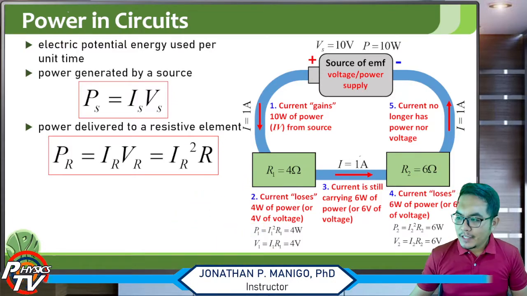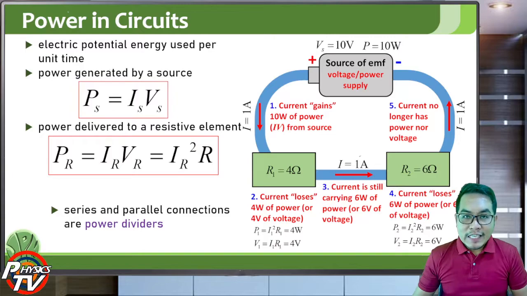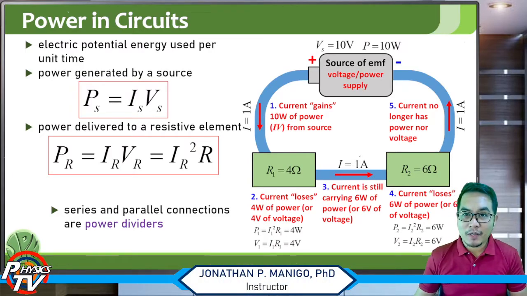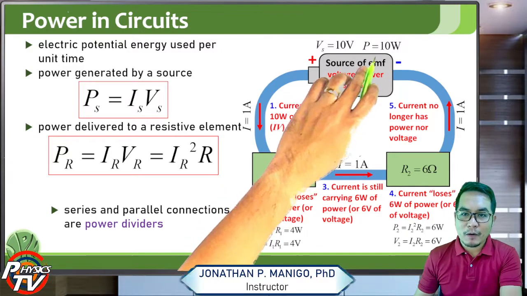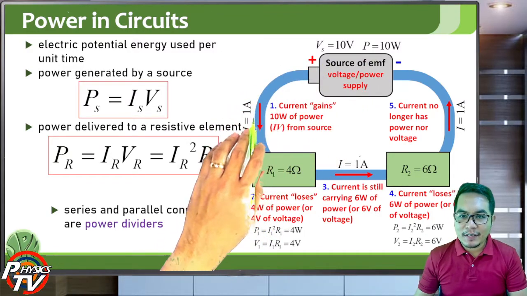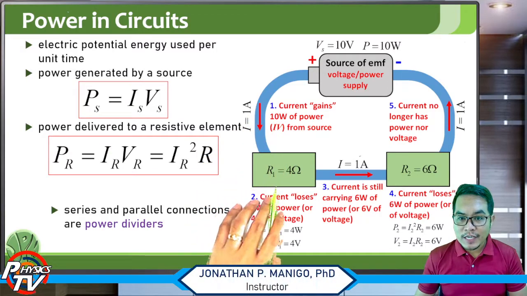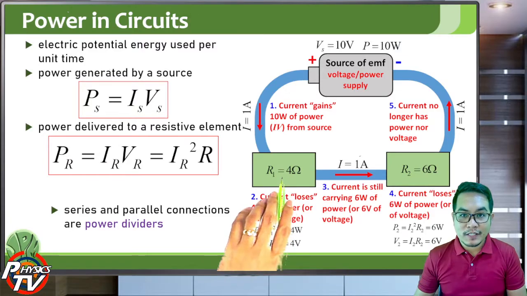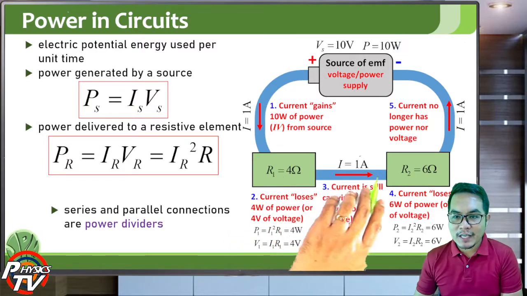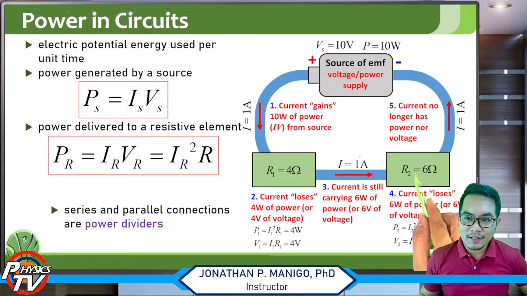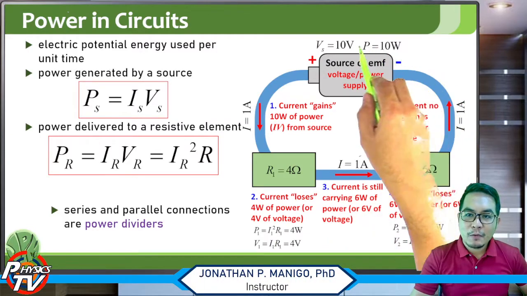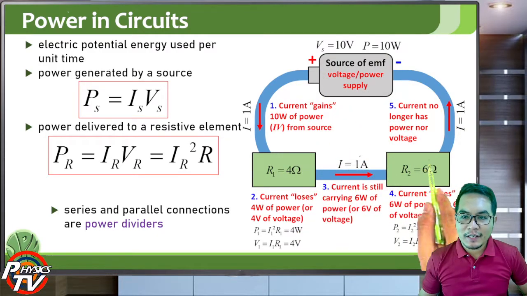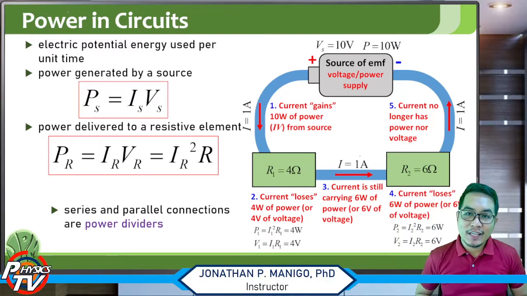So in this case, series and parallel connections are all power dividers. If you have a series or parallel connection, power is always divided. So there's 10 watts of power from the source. The current gains 10 watts from the source. It delivers 4 watts to the first resistor, and then the remaining 6 watts is given to the second resistor, and then it will get 10 watts of power again from the source, deliver 4 watts to this resistor, and deliver 6 watts to the second resistor.